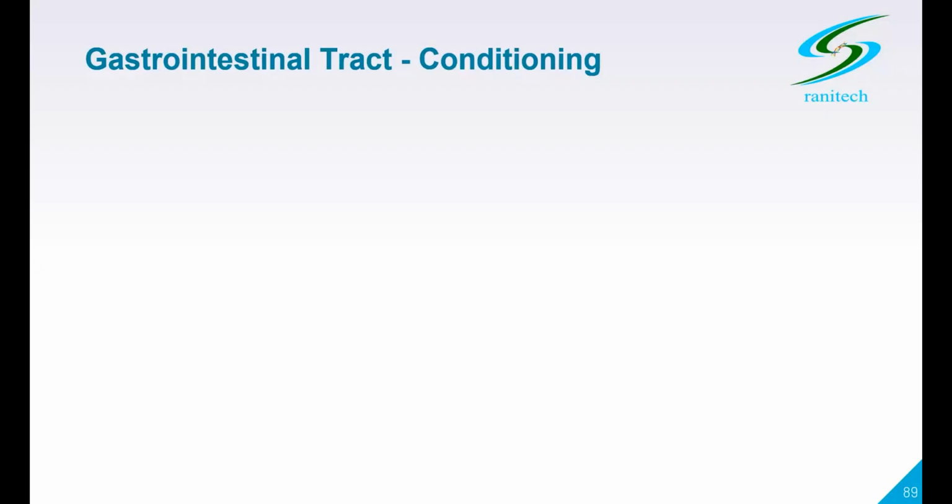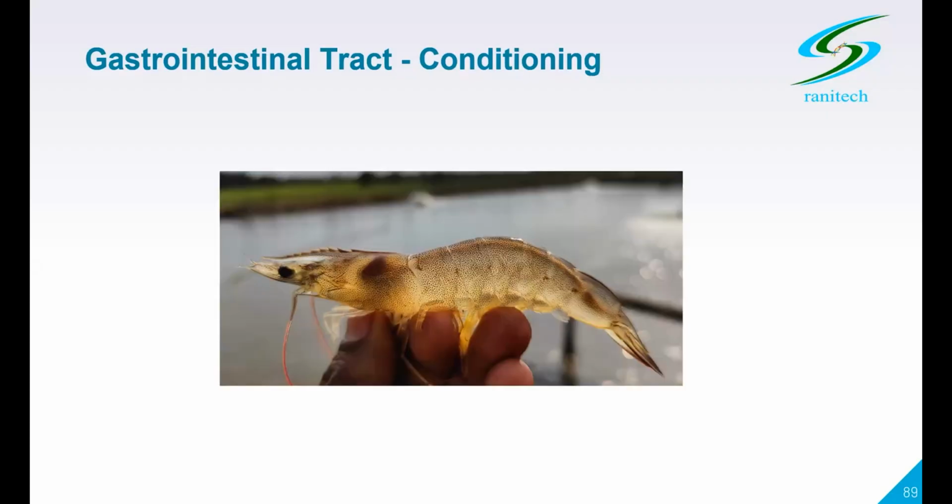So now we come back to our gastrointestinal tract. All the infections are targeted at the gastrointestinal tract, especially the hepatopancreas. You know, this is the most important organ for shrimp. So we need to have proper growth promoters. In the market there are plenty available, but I suggest farmers use them wisely.